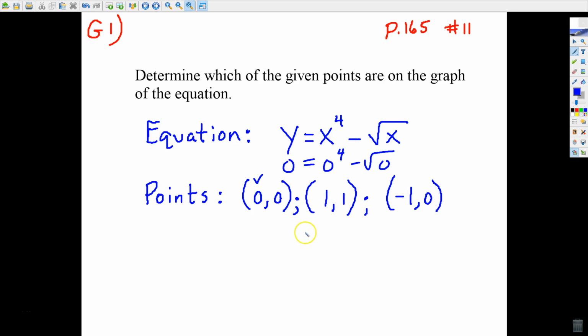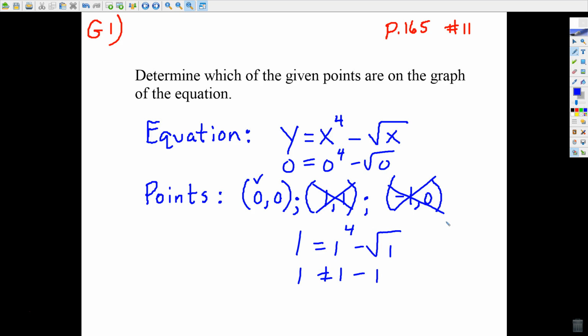If I input 1 for y and 1 for x, I get 1 is equal to 1 to the 4th, of course, is 1, and the square root of 1 is 1. Well, that obviously is not equal, so this point is not on the graph. And I'm not going to take a whole lot of time on this last one because you can probably see ahead of time if I input -1 for x, I'm going to be doing the square root of -1, which is not a real number. Therefore, this cannot be on the graph. So those are probably pretty simple.